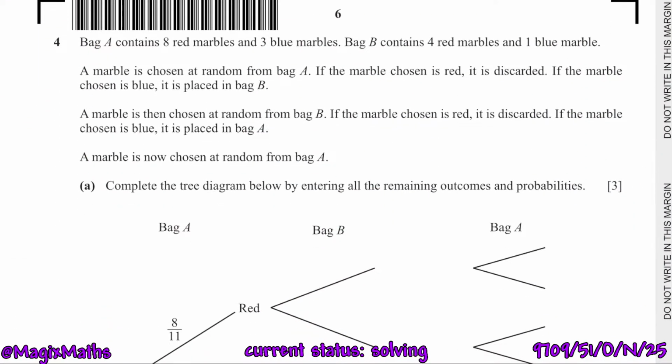Next, we move on to question 4. This is a probability question.